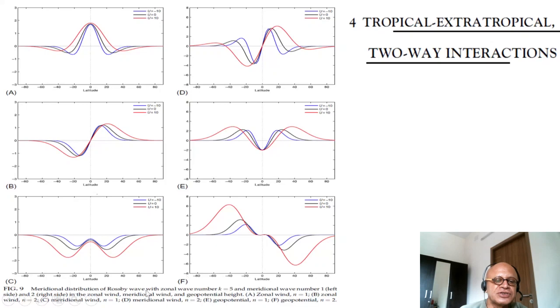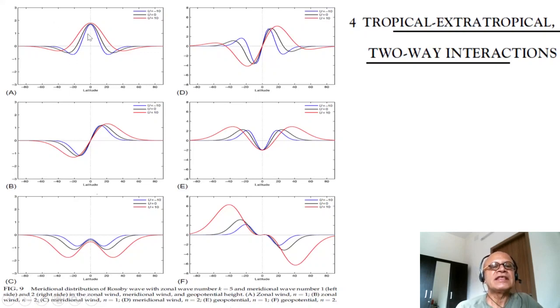This is looking at the meridional distribution of Rossby waves with zonal wave number k equal 5 and meridional wave number 1. I think you can read up if you're not clear what that means. And that's on the left side. And on the right side, in the zonal wind, meridional wind, and geopotential height, you have zonal wind at n equal 1 in A, zonal wind for n equal 2 in B, meridional wind for n equal 1 in C, and meridional wind for n equal 2 in D, geopotential for n equal 1 and 2 in E and F.